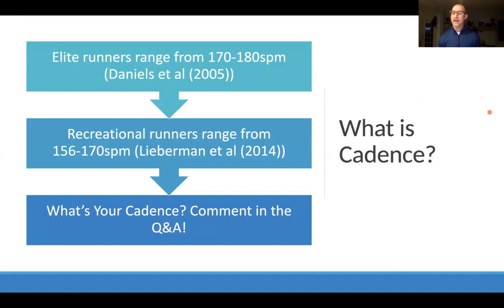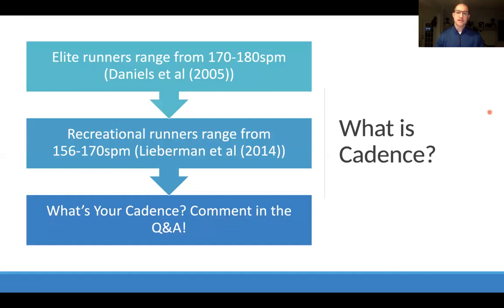I have other people that have a higher cadence and we're still working on getting that up a little bit more, or changing mechanics in some way, just because they're breaking down at some point with their running. Lieberman et al. in 2014 came out with a study showing the majority of recreational runners range from 156 to 170 steps per minute. And this is typically what I see. So that's the typical recreational runner.